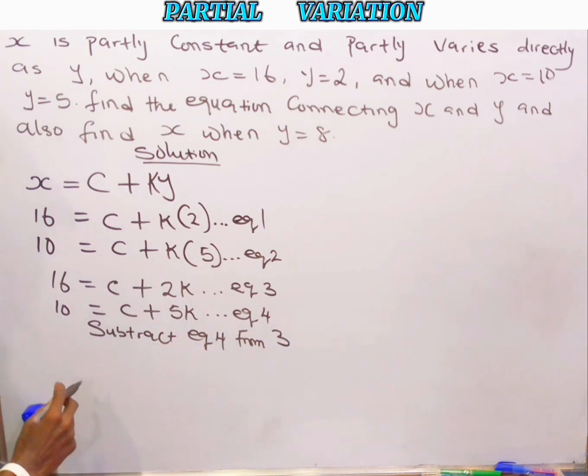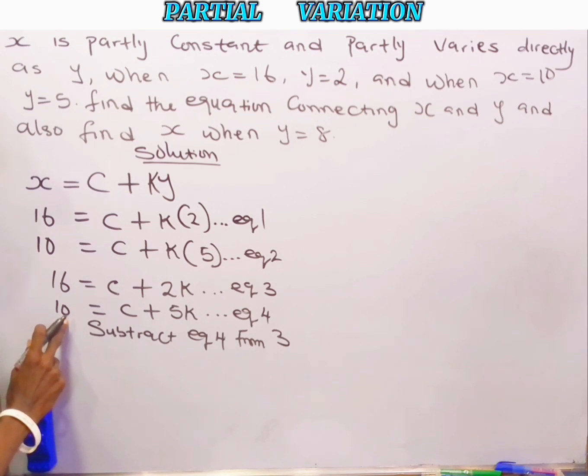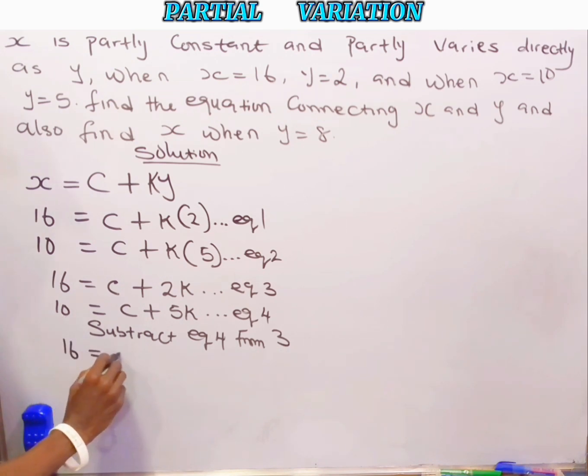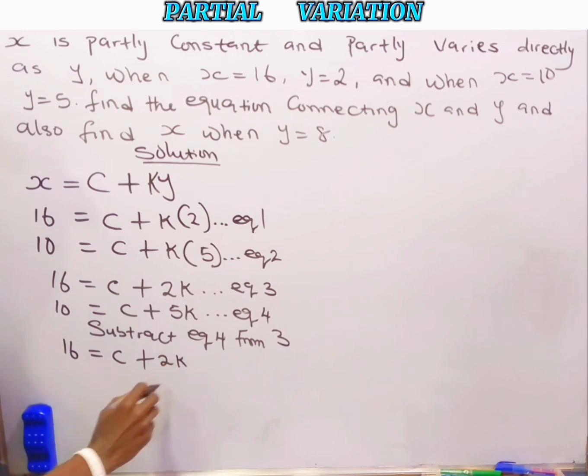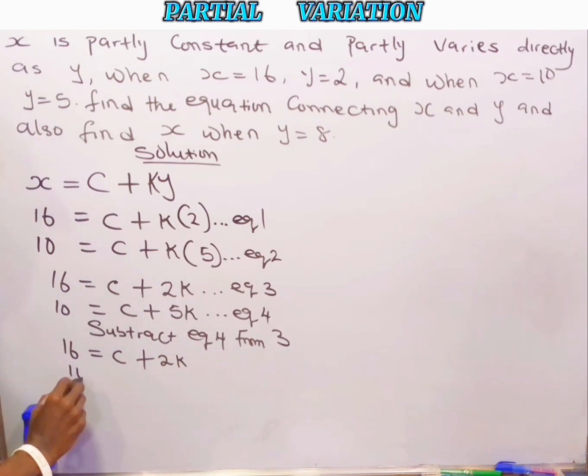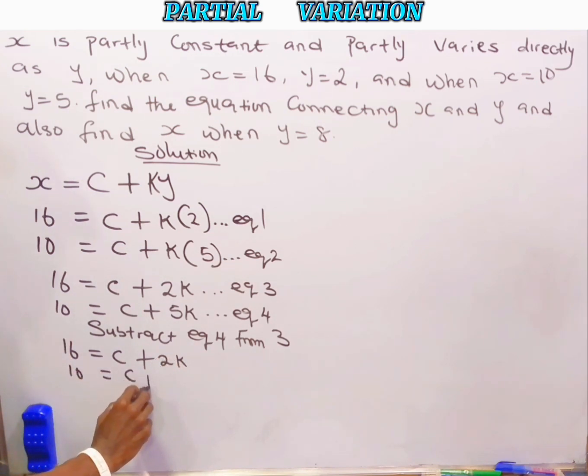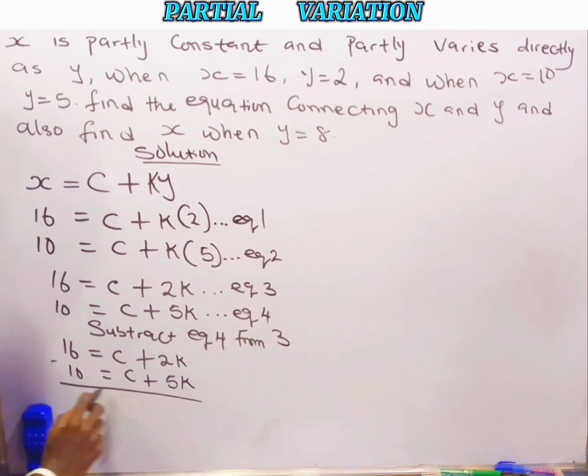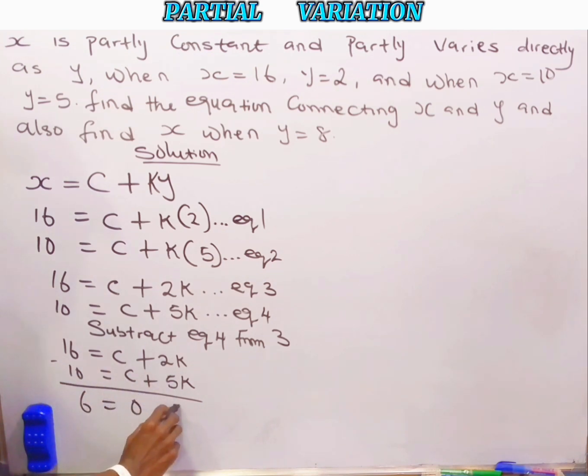from 3. And of course, equation 3 is 16 equals c plus 2k. And equation 4 is 10 equals c plus 5k. Subtract. So we have 16 minus 10 as 6, c minus c as 0, 2 minus 5 is negative 3k. Therefore, 6 is equal to negative 3k.